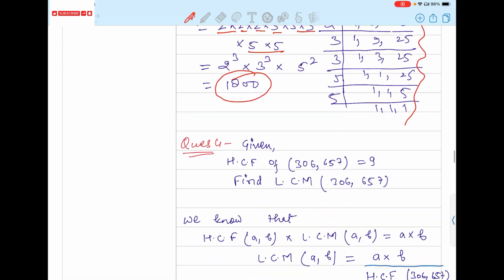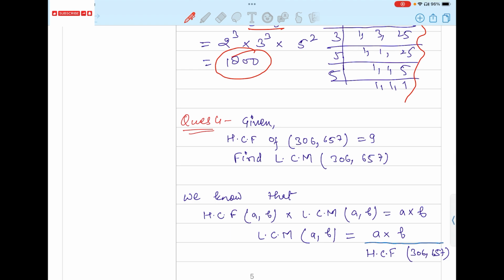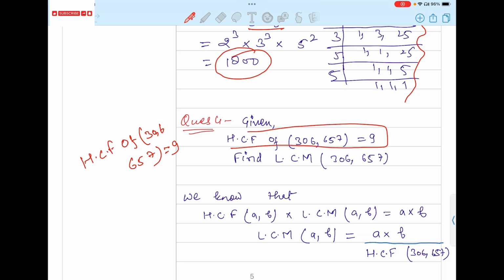So now the next question is what? Question 4. In question 4, they have given the HCF of two numbers, 306 and 657, and that is 9. They have given the two numbers, A and B, and they asked to find the LCM. हमको LCM निकालना है उन दो नंबर्स का.